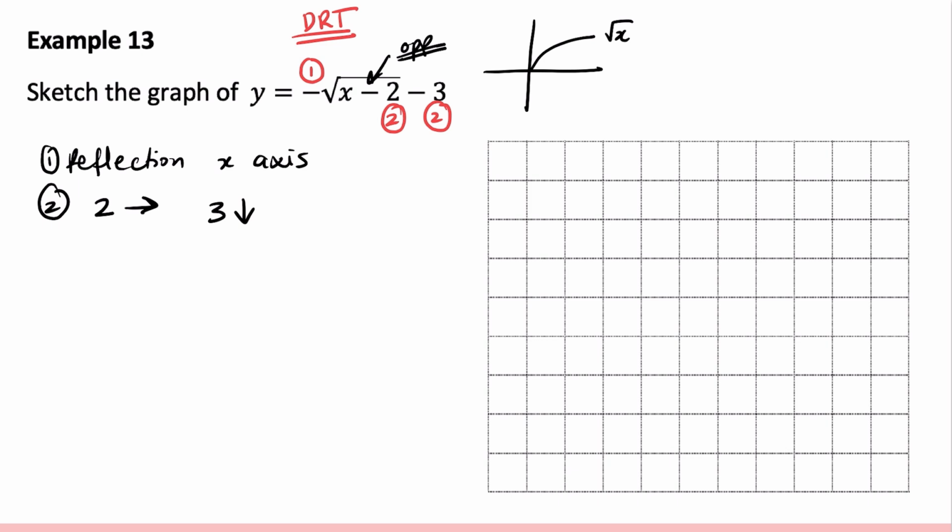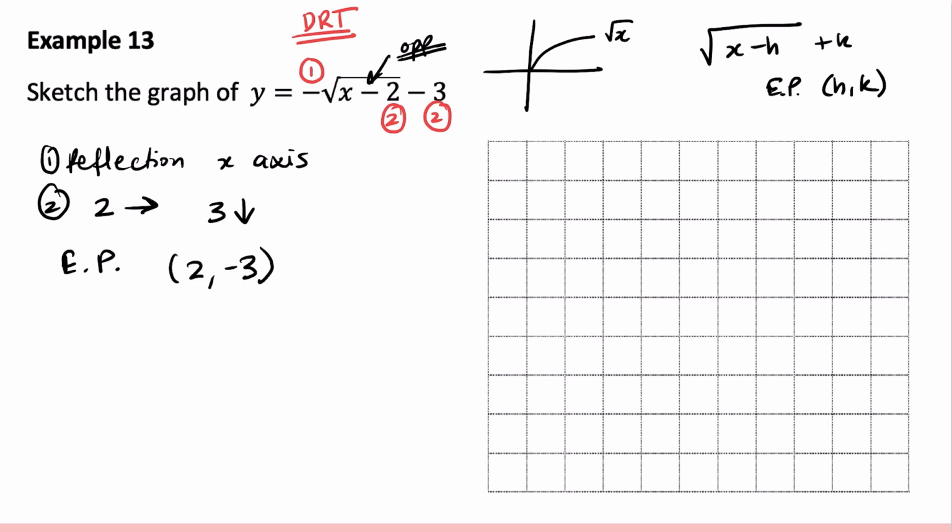What I can do is read that from my graph. So if you remember, your general form is y equals square root of x minus h, plus k, and your endpoint is at h and k. So in this case, our endpoint will be at 2 and -3. I think that should be enough information for us to put it onto our graph. We'll draw on my axes now.